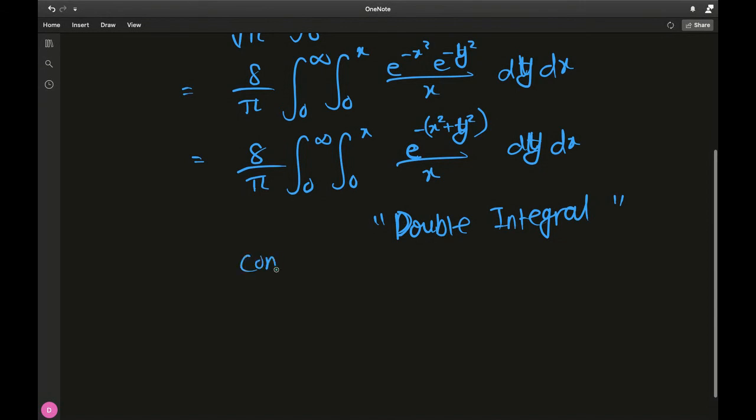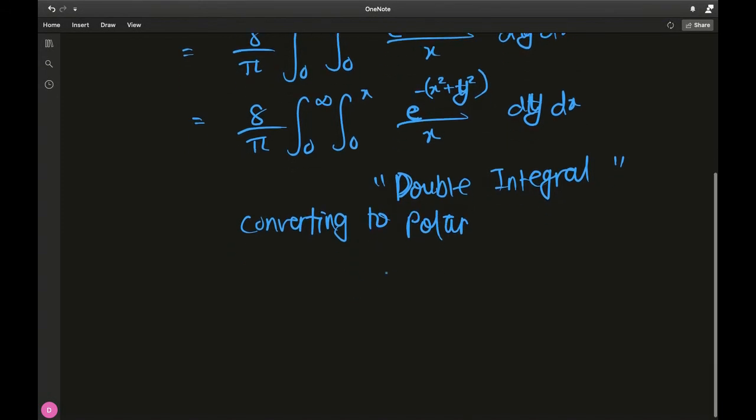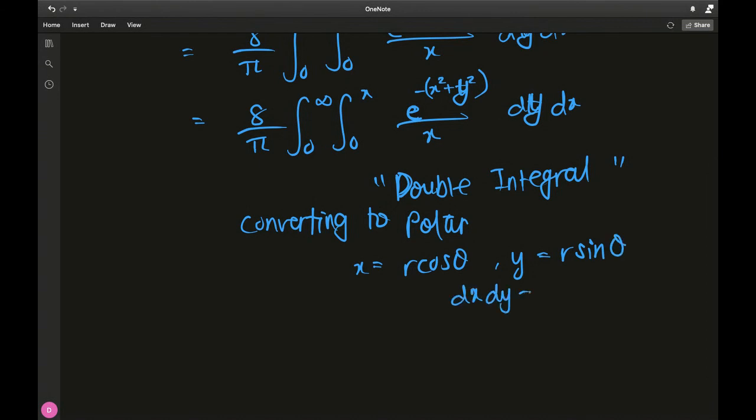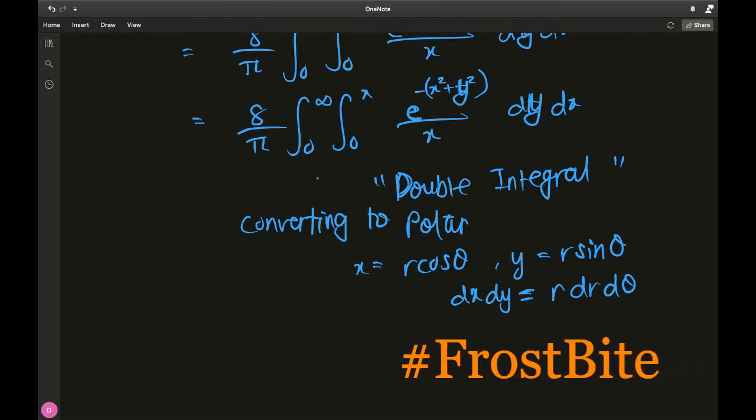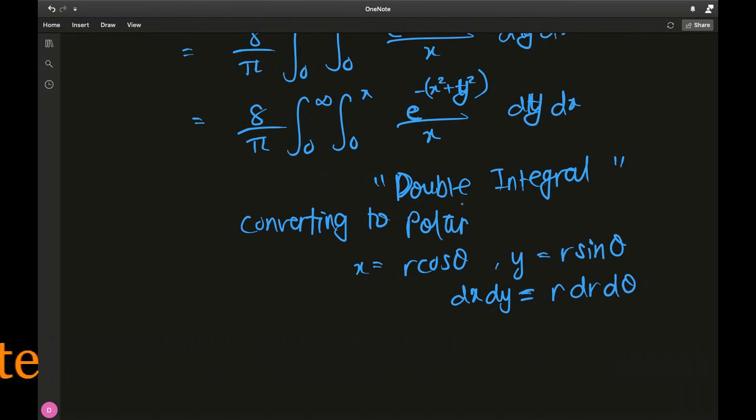So now converting to polar coordinates, so going polar, we know that x is equal to r times cosine theta, y is equal to r times sine theta, and we know dx dy by the determinant of the Jacobian is r dr d theta. Okay, so we know all this, but how will our upper and lower bounds change? In higher order integrals, the upper and lower bounds are the key. So let's draw an image.